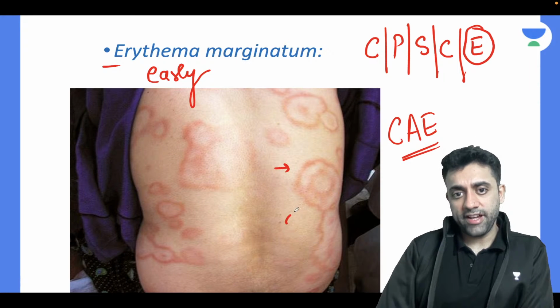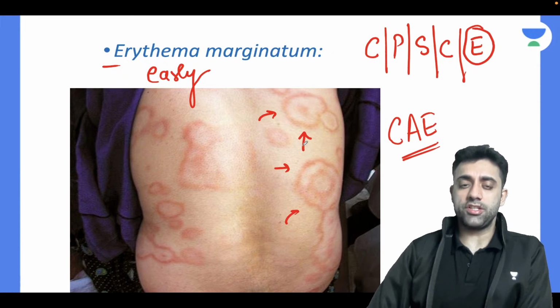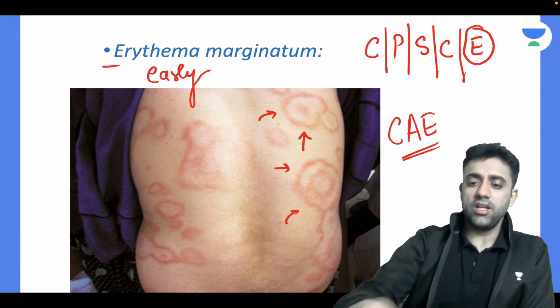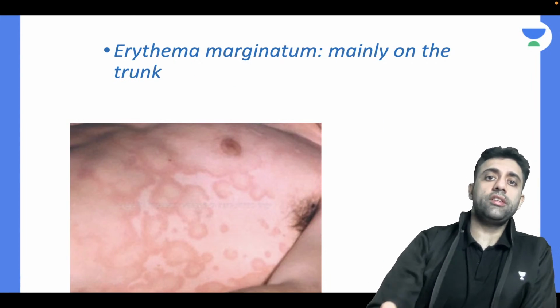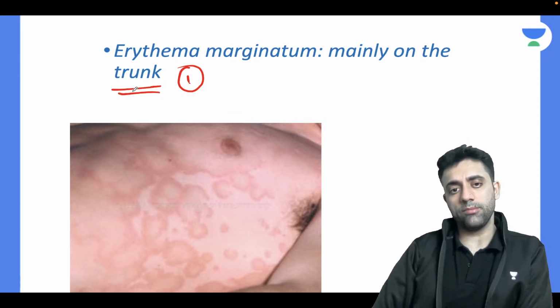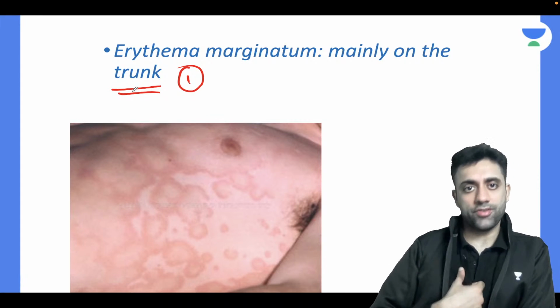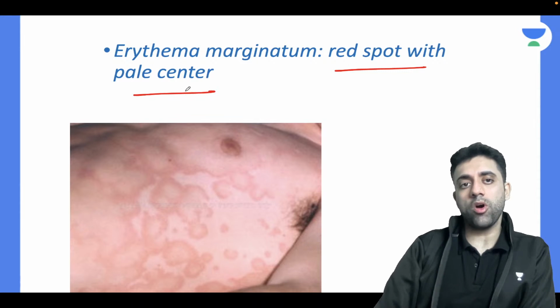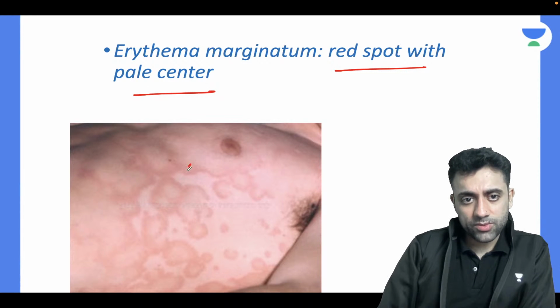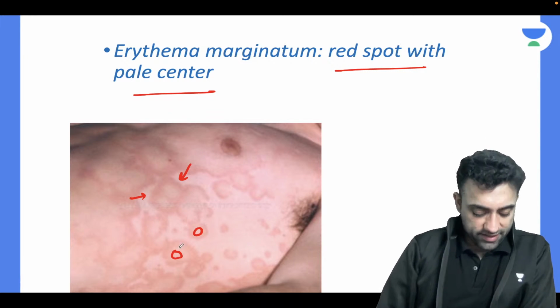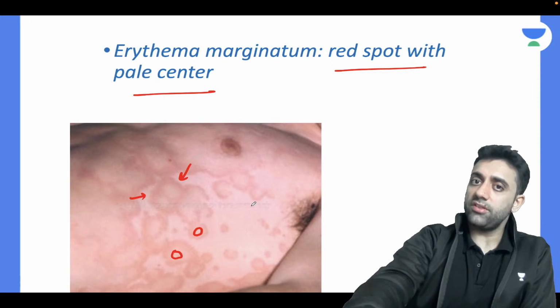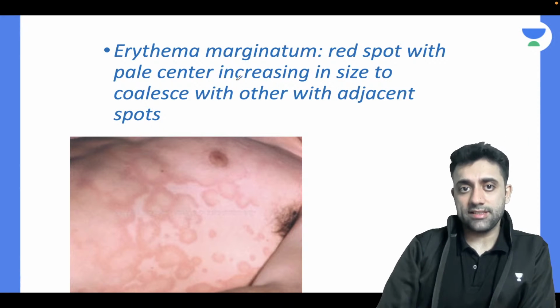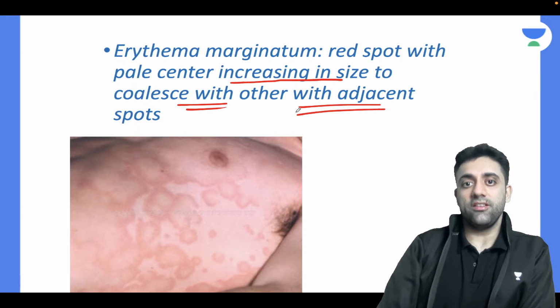Very beautiful pictures of erythema marginatum. How does it look? Most importantly, number one, it's an early feature. They are mainly on the trunk. PG entrance question number one, erythema marginatum is usually on the trunk. That is the first important point we must understand. Next, can we appreciate red spot with pale center? Can we see that? The center is basically pale, and red spot, yes or no? Exactly. So red spot with pale center, and increasing in size to coalesce with other adjacent spots.